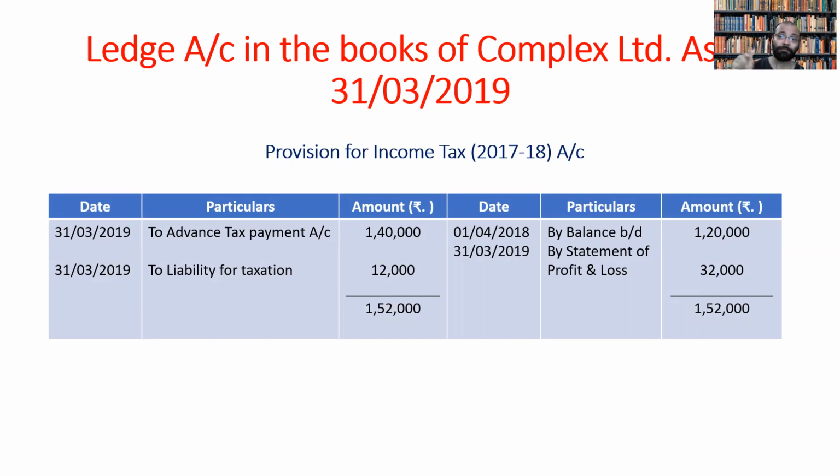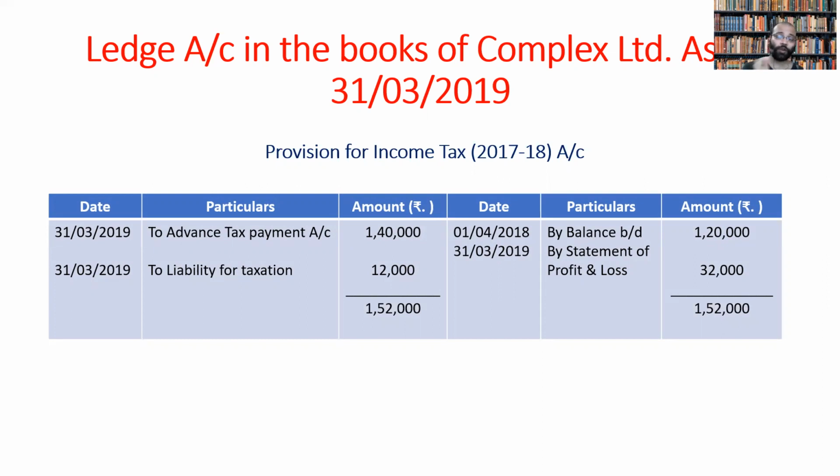When you see by statement of profit and loss, we write it. How much did we find the additional provision there? That is nothing but 32,000, that you have to substitute. So 1,20,000 plus 32,000, we get 1,52,000. The credit side total is 1,52,000.